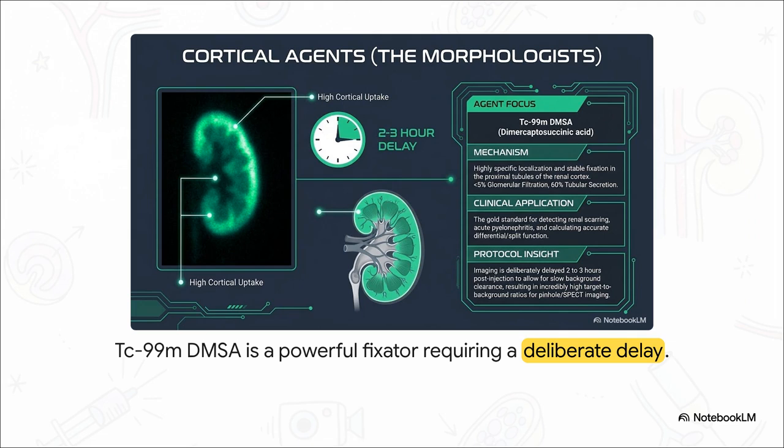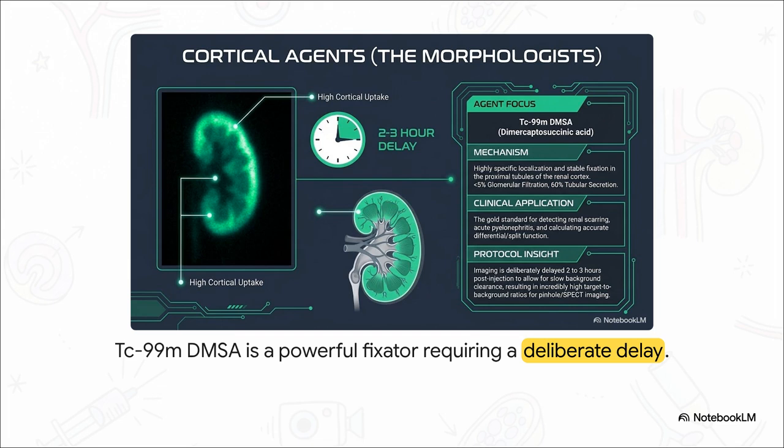Then, of course, we have the morphologists. This is TC99M DMSA, our primary cortical fixator. Now, unlike the dynamic agents we just talked about, DMSA requires a deliberate 2 to 3 hour imaging delay. Why? Because we literally have to wait for the slow background clearance to happen in the body. But let me tell you, that wait pays off beautifully.